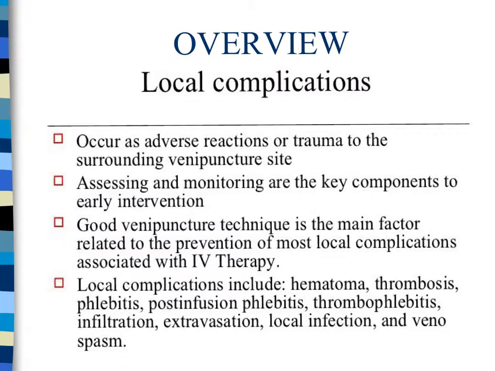When discussing local complications, we know that they occur as adverse reactions or trauma to the surrounding venipuncture site. Assessing and monitoring are the key components to early intervention. Good venipuncture technique is the main factor related to the prevention of most local complications associated with IV therapy. Again, local complications include hematoma, thrombosis, phlebitis, post-infusion phlebitis, thrombophlebitis, infiltration, extravasation, local infection, and venous spasm. Please refer to Chapter 9 of your book for more detail.